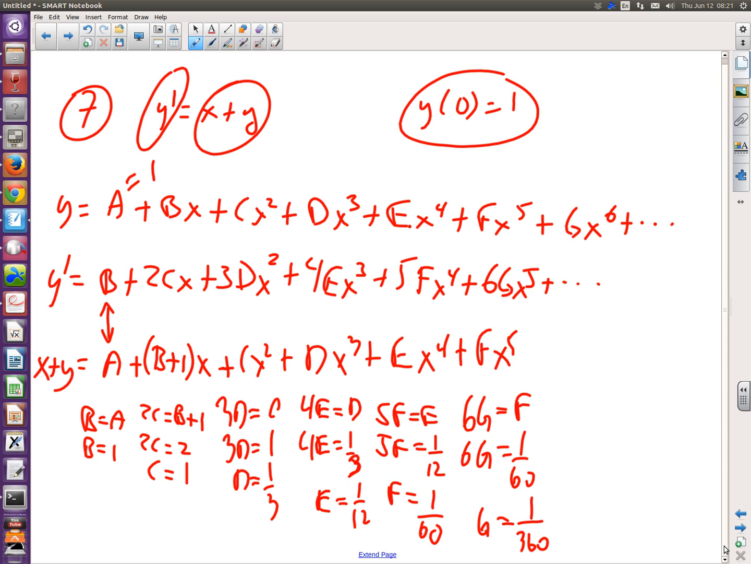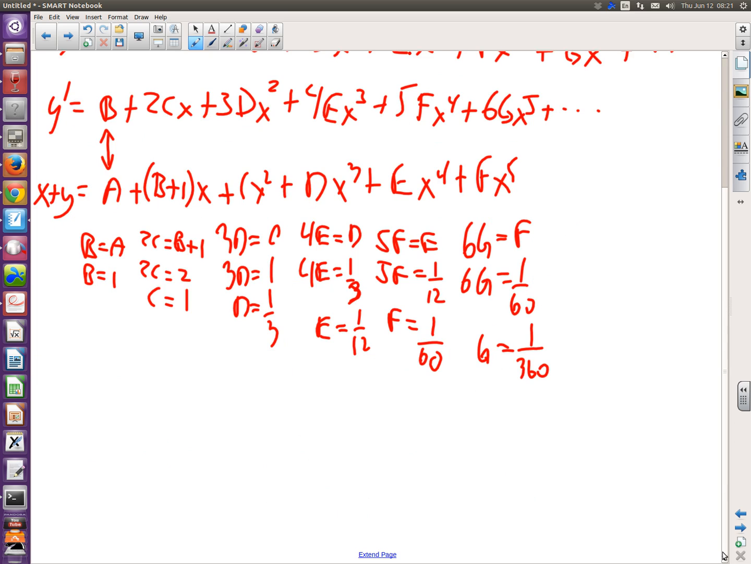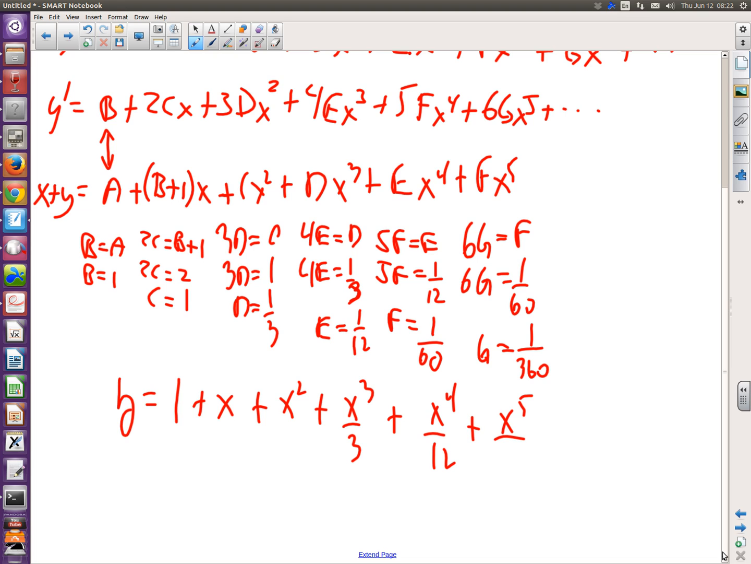So here's what you got. Y is A plus BX plus CX squared plus DX cubed plus EX to the 4th plus FX to the 5th plus X to the 6th times your G. All right, so what's significant here?